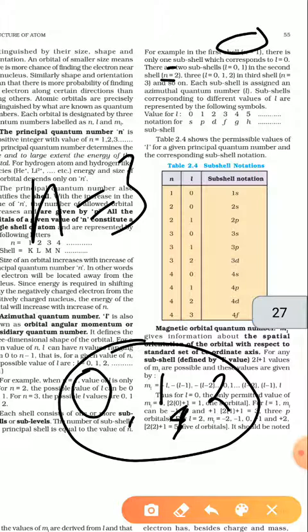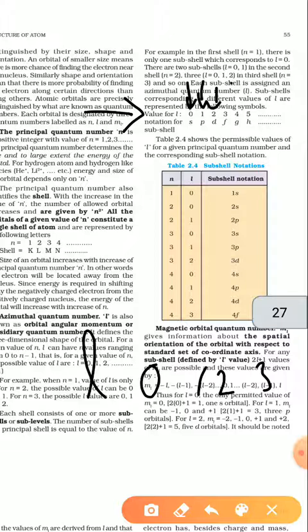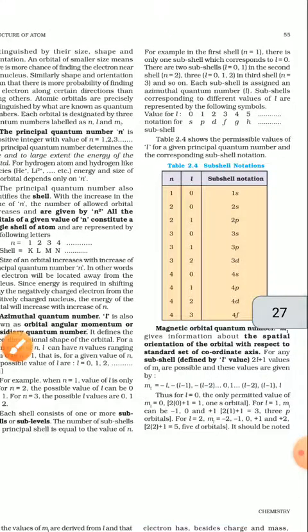Each subshell is represented by a particular name. Each subshell will have its own name. If L is 0, 1, 2, 3, each has its own name, you can see it here. If it is 0, it will be S subshell, 1 P subshell, 2 D subshell, 3 F subshell, 4 G subshell, 5 H subshell. It will go on. We will see with an example.